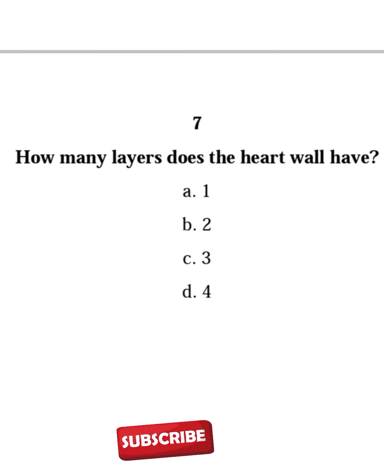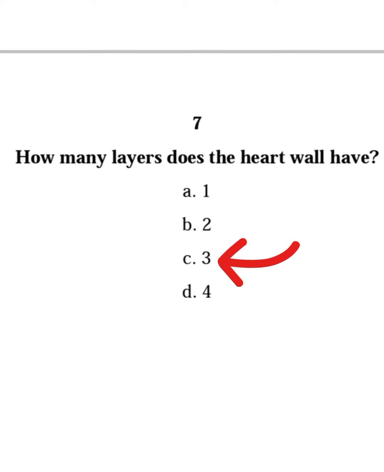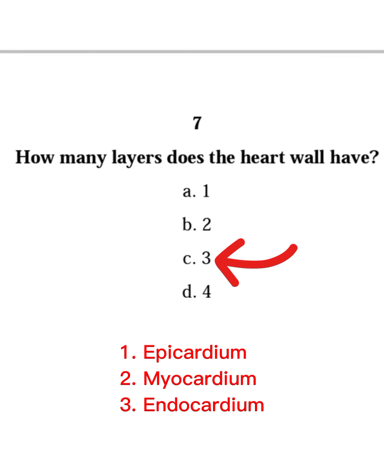Number 7. How many layers does the heart wall have? 1, 2, 3, and 4. The correct answer is C. So the heart wall has 3 layers. This includes the pericardium, myocardium, and endocardium.